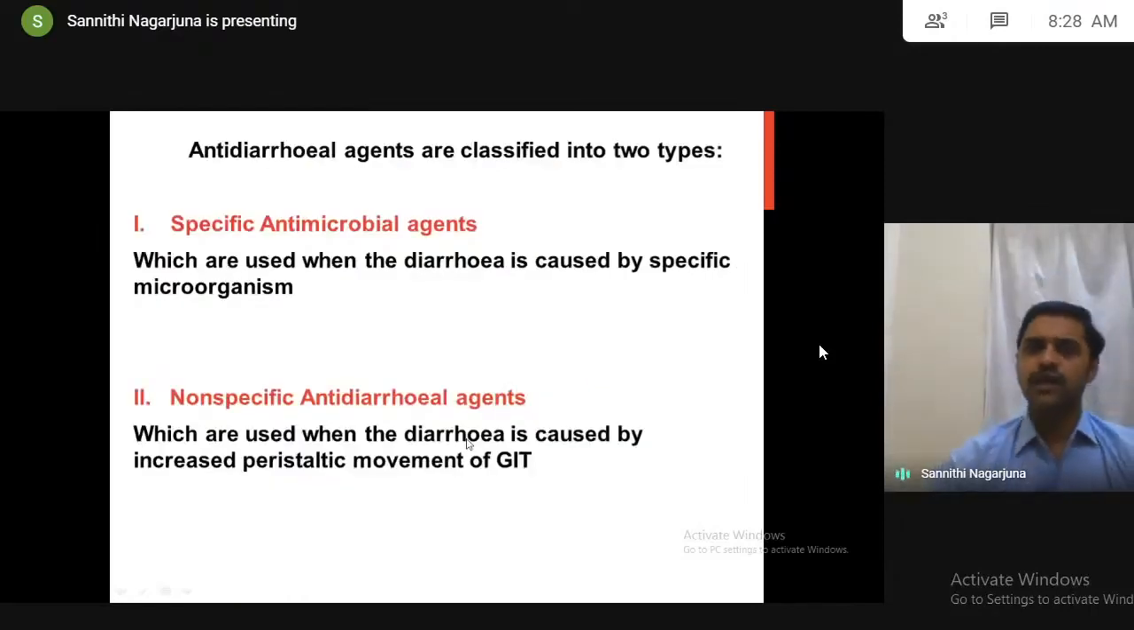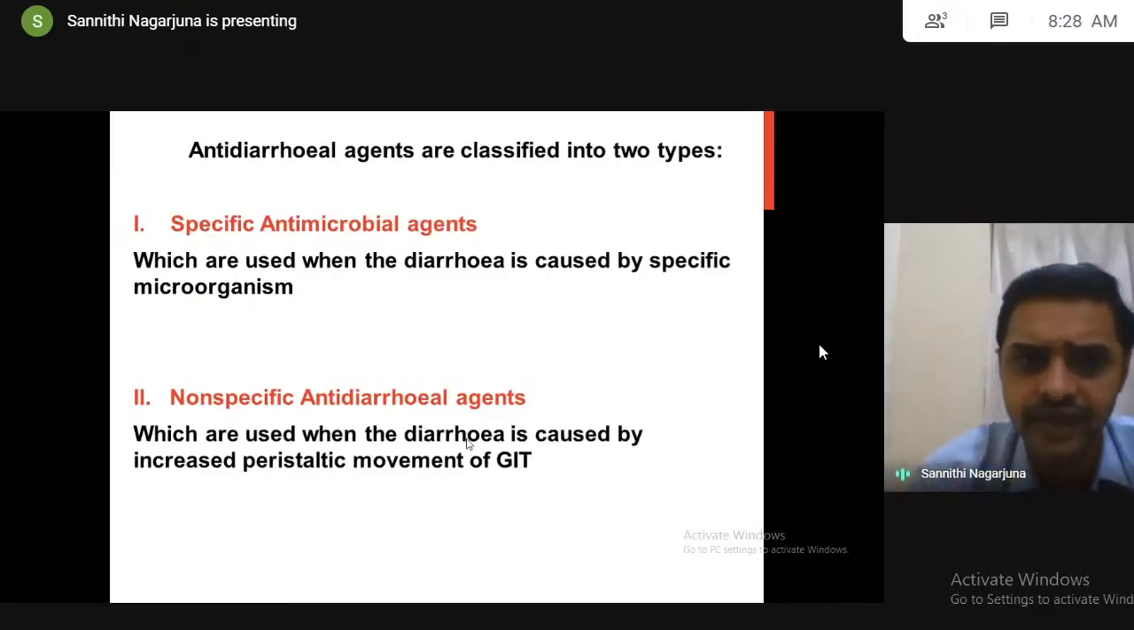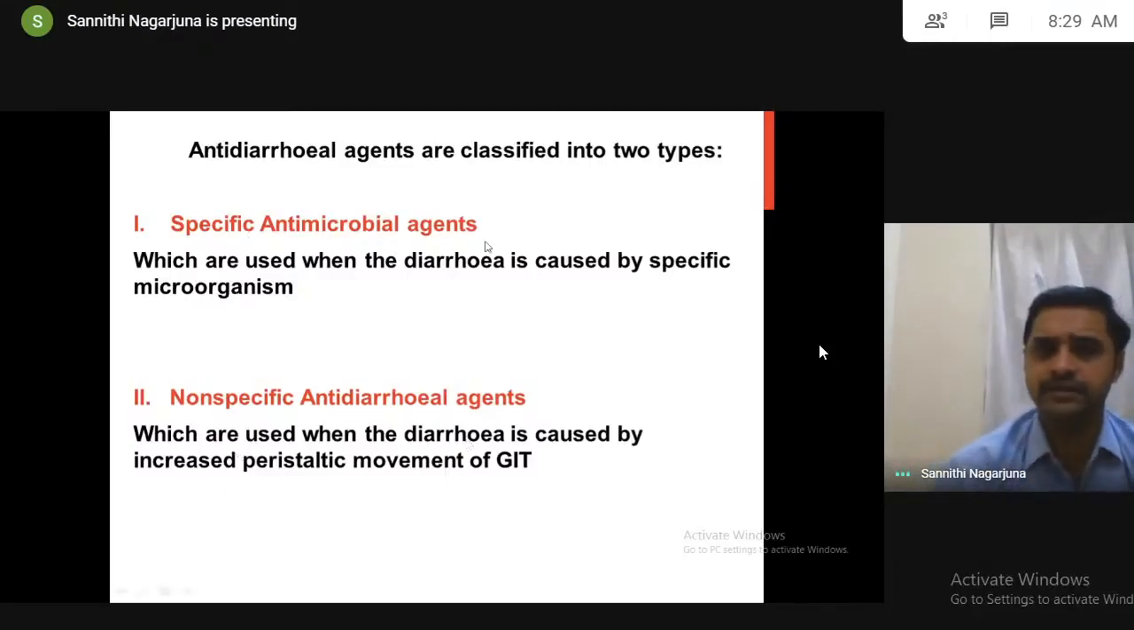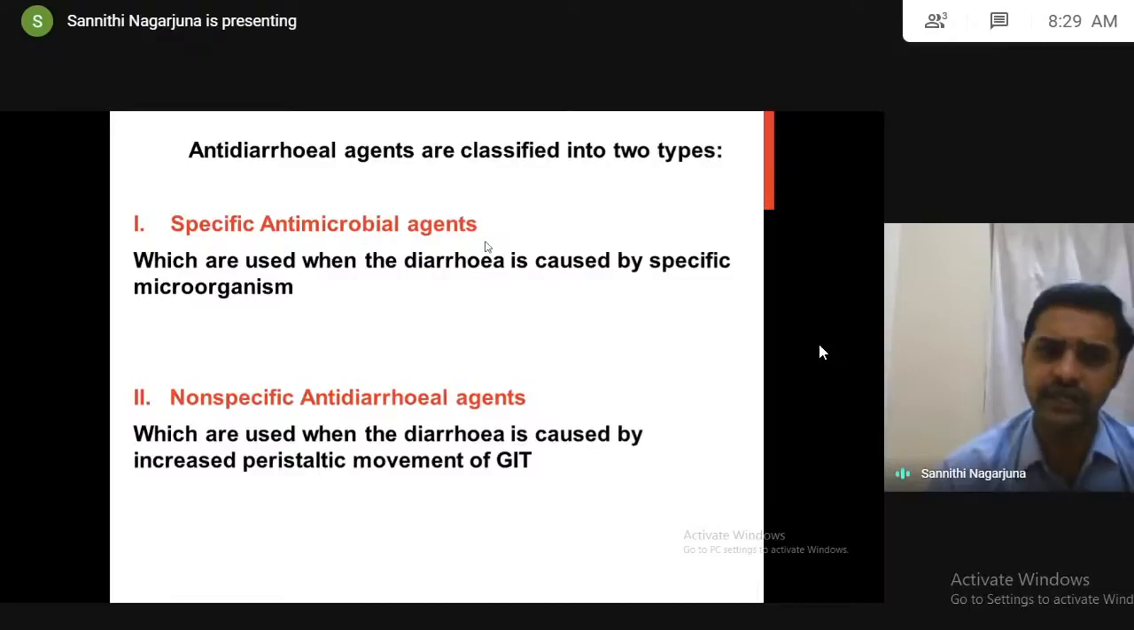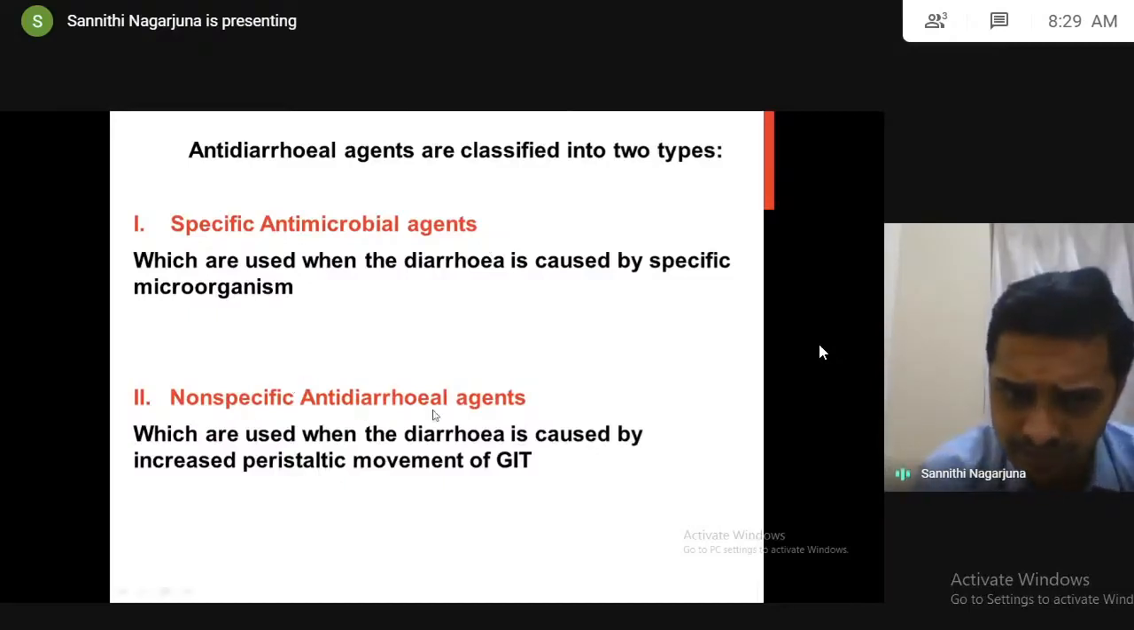The treatment of diarrhea is of two types. One is going for specific antimicrobial drugs, another is non-specific antidiarrheal drugs. In the beginning, I told you diarrhea mostly is a disease caused by contamination with microorganisms. In such a case, we are using specific antimicrobial agents. And in few cases, diarrhea is a disorder due to increased peristaltic movement of GIT. In such a case, we are using non-specific antidiarrheal agents.